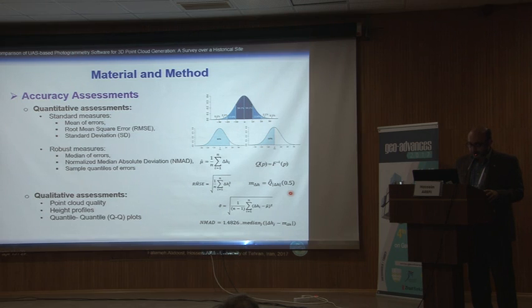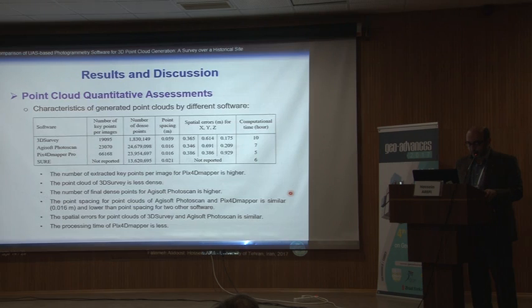So the accuracy assessment is, as I said, both quantitative and qualitative. For quantitative, we use some statistical analysis, some standard measures: mean of error, root mean square, standard deviation, and some robust measurements: median of error, normalized median absolute deviation, and sample quantile of error. On the other hand, you also have some visual interpretation, which we call qualitative. This is the point cloud quality, height profile, and QQ plot that we will show later on.